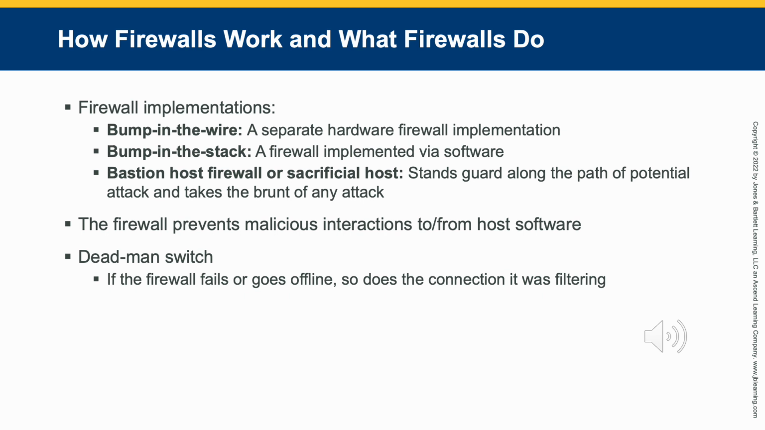How firewalls work and what firewalls do. Firewall implementations: bump in the wire, that's a layer 2, a separate hardware firewall implementation. Bump in the stack, a firewall implemented via software. Bastion host firewall, or sacrificial host, stands guard along the path of a potential attack and takes the brunt of any attack. The firewall prevents malicious interactions to or from host software. Dead man switch: if the firewall fails or goes offline, so does the connection it was filtering.